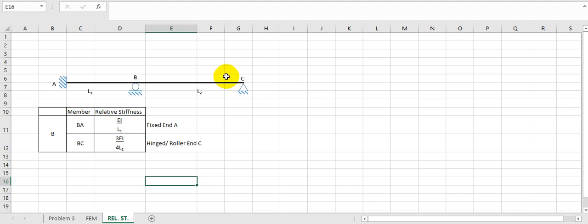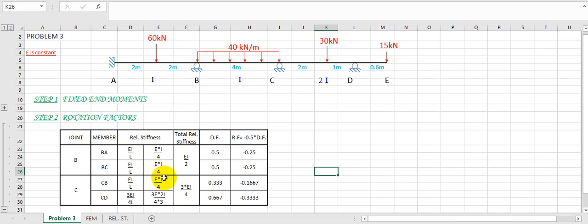Okay, and if my far off end is pin jointed, that is either it's a hinge or it's a roller, then my relative stiffness is basically 3 by 4 EI by L2, where L2 is the member length of BC. Only these two formulas you have to remember according to their end conditions, that is far off end conditions. Okay, so I guess you are now ready to go ahead. So we'll find the relative stiffness.